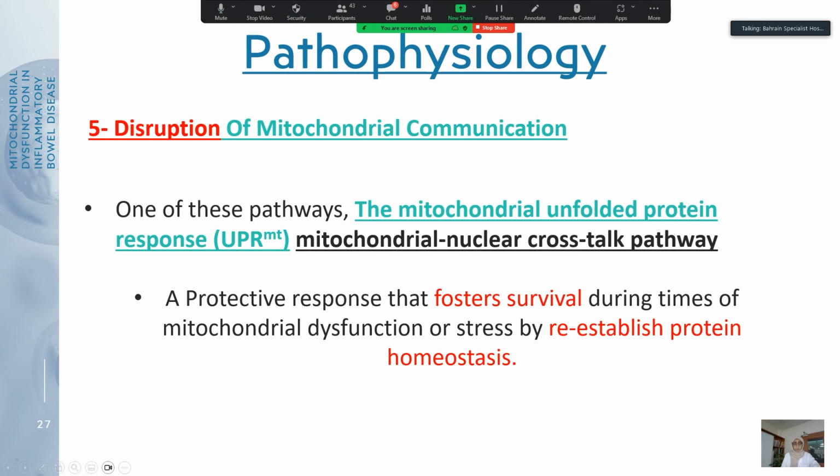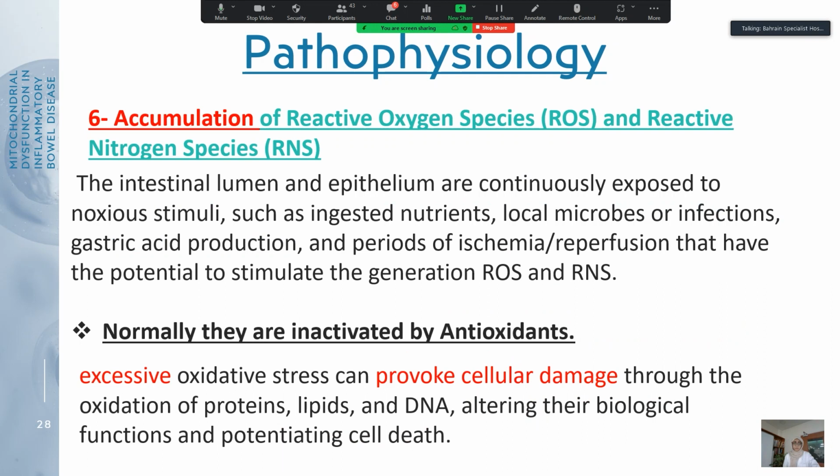If this pathway is disrupted by a gene mutation, it will affect the function of the normal intestinal lumen, because it's very important in re-establishing protein homeostasis in the process.